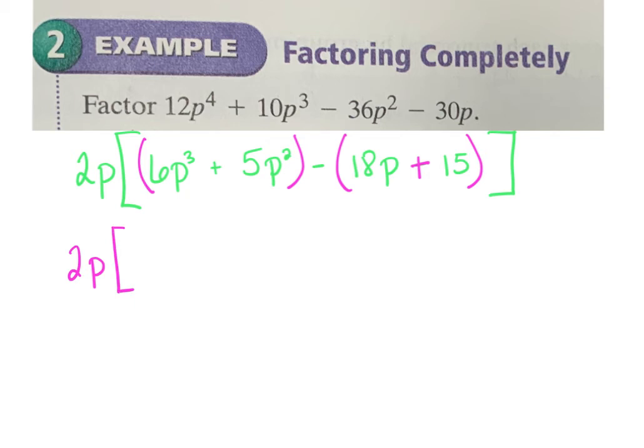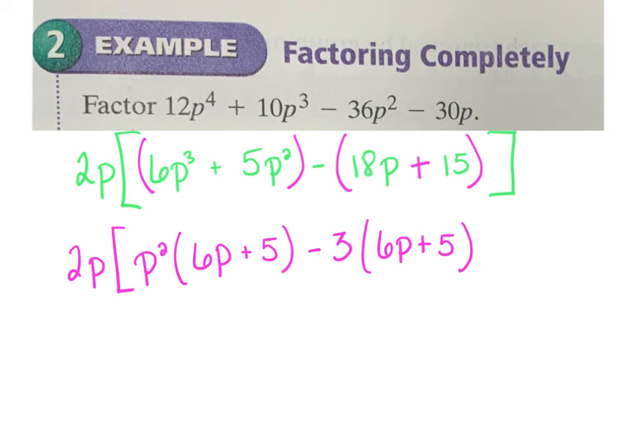Can I take anything out between 6 and 5? No. What about the variables? Can I take any variables out? How many? Yeah, 2 of them. So I can take p squared out. And I'm left with 6p. 6 divided by 1 is just 6. I took out 2 p's. I'm left with 1. 5 divided by 1 is 5. I took out both of those p's. What about between 18 and 15? Can I take anything out there? What goes into 18 and 15? 3. And I cannot take any variables out because the 15 doesn't have one. That leaves 6p plus 5.